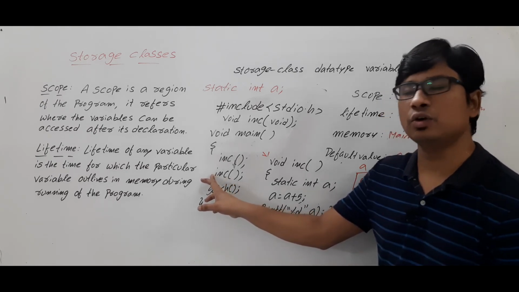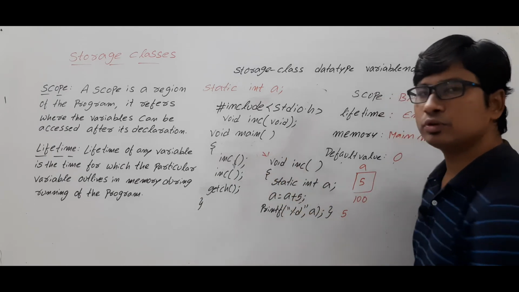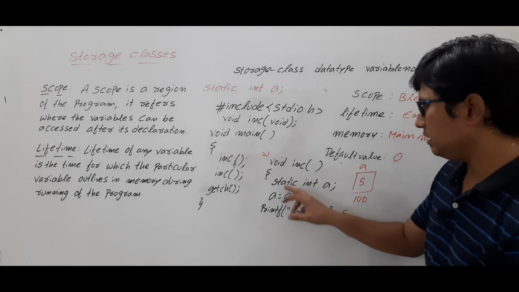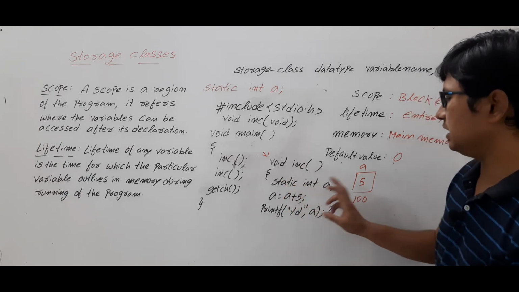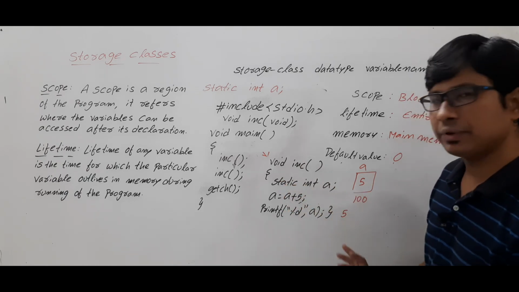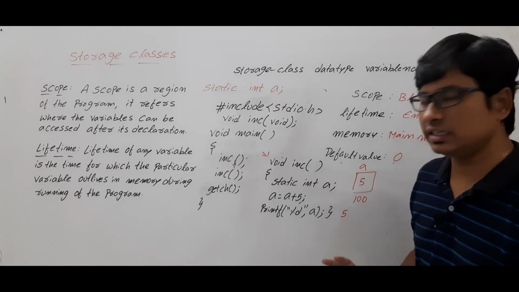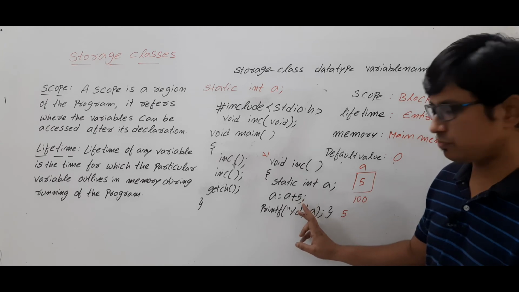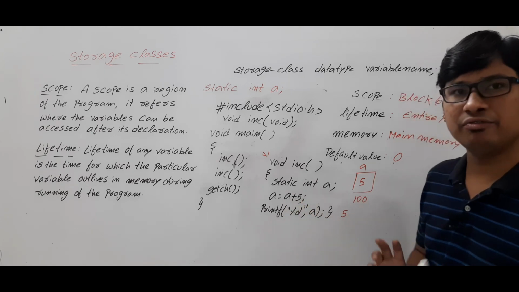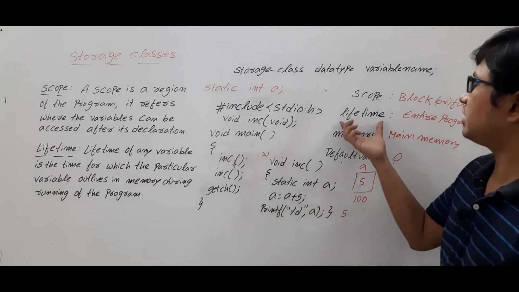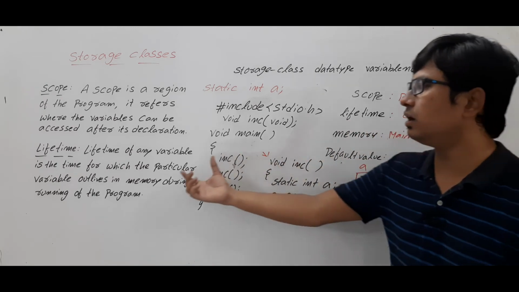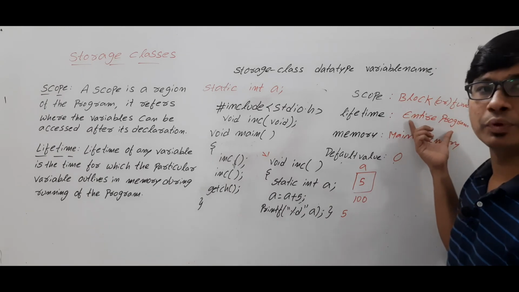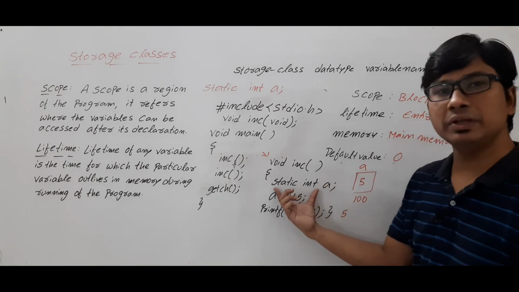Once this statement has been executed, you will again come back to the main function. Again there is a call to the function inc, so again it will come to the function definition of inc. Then again you have static int a. Lot of students will think that it will become 0 again, and then a is equal to a plus 5, and it will print the value 5 again. But look at the lifetime. Lifetime is whatever memory you have created, it will be there for the entire program. It will not be redeclared.